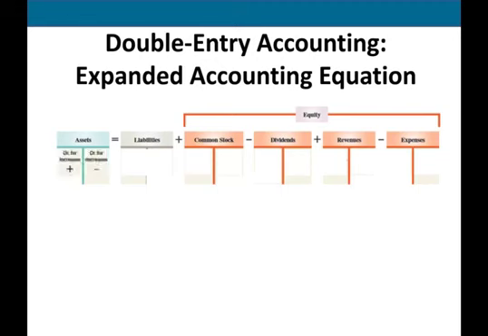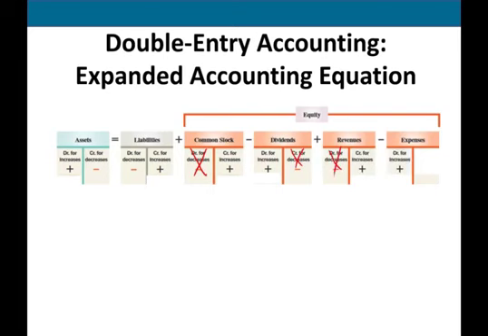We have assets: increase on the debit side, reduce on the credit side. Liabilities: increase on the credit side. Common stock: increase on the credit side. I told you to cross out the debit side. Dividends: increase on the debit side; you can cross out the credit side for now. Revenue: increase on the credit; you can cross out the debit. Expenses: increase on the debit, and you can cross out the credit.